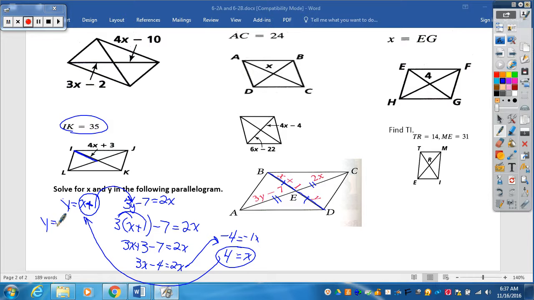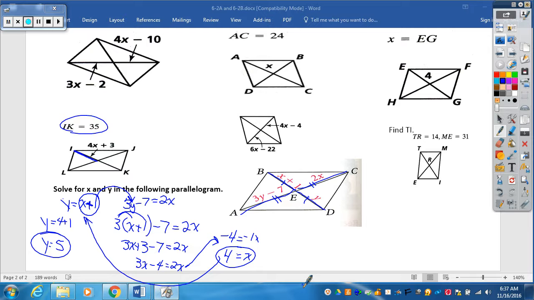Y equals 4 plus 1. Y will equal 5. Okay. And so as to double check this, we've got BE and ED are both 5. If I plug the 4 in for EC, I get 8. If I plug the 5 in for AE, you get 3 times 5, 15 minus 7, that's also 8. Okay, so I know I've done it correctly.